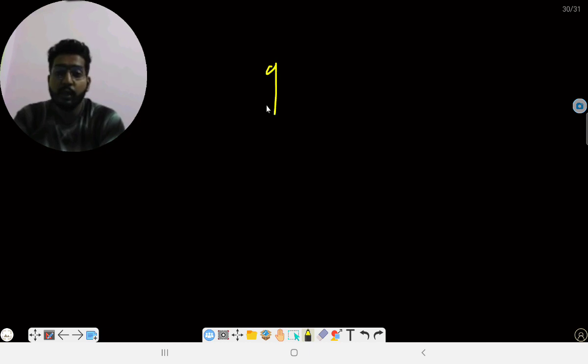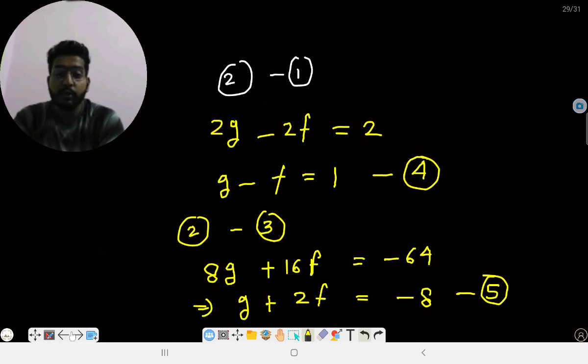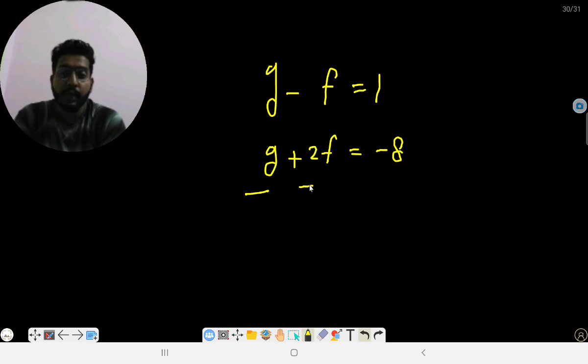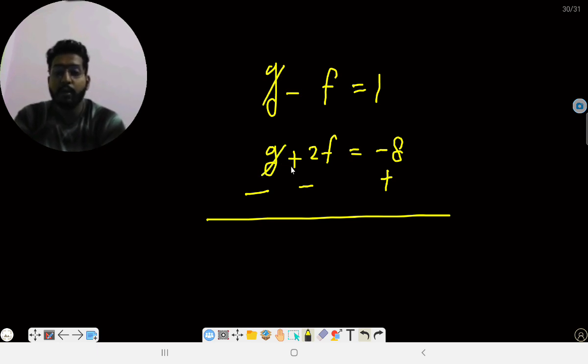First equation is g minus f equals 1. This is the first equation. And the next equation is g plus 2f equals minus 8. This is equation number 2. Now subtract: minus minus will become plus. So what will happen then? The g and g cancel out. Minus 2 minus 1 will be minus 3f, and that is 9.